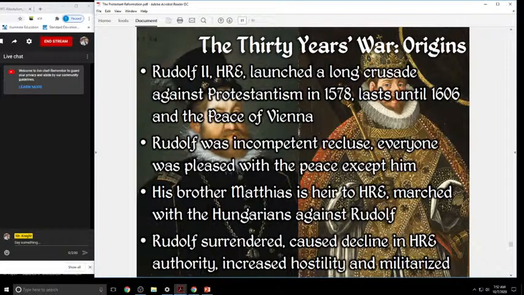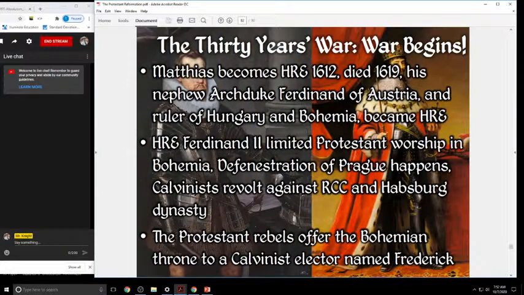Remember that unlike France, unlike England, unlike Spain, the Holy Roman Empire does not go through that process of centralization, nor does Italy until much, much, much later. So Rudolph II surrenders. This causes a decline in the Holy Roman Empire's authority. It's going to prevent them once again from being able to unify, and increased hostility, and it became more militarized as well. So now the new guy is Matthias.